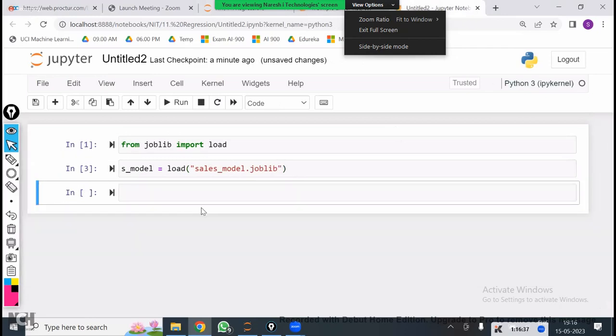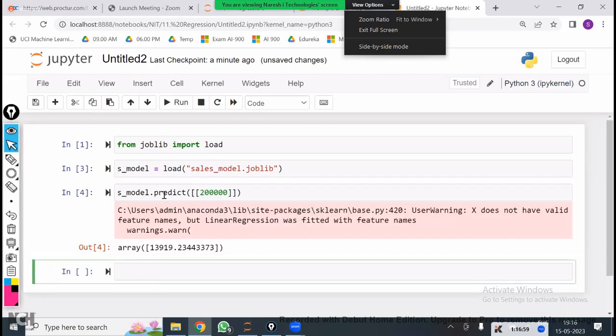Once you have saved the model, now using your model, s_model, whatever model you have saved, using this model, predict on 2 lakhs. They are going to do it like this, 2 lakhs. They'll check. Okay, 13.919 is the answer. Others will check in this way.